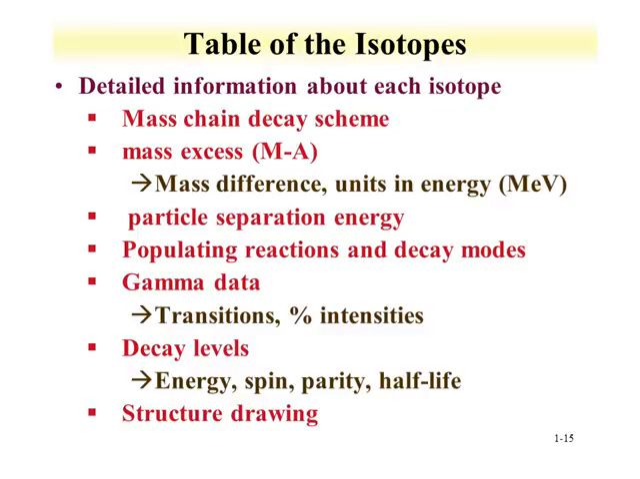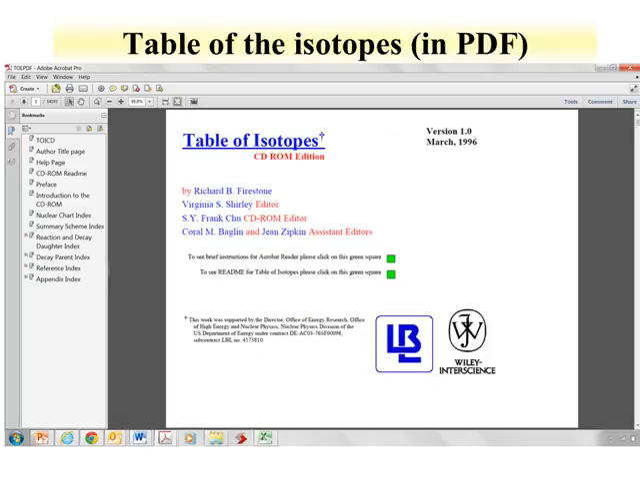So this information that's presented in the chart of the nuclides can be supplemented by data from the table of the isotopes. And this contains actually much more detailed information. You'll get a mass decay scheme, information about mass excess, particle separation energy, gamma transitions, and some structural information. So let's see what this looks like. If you download the table of the isotopes from the web page and open it up, you'll get something that looks like this.